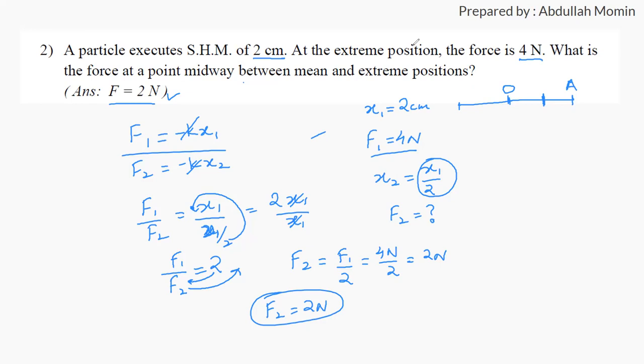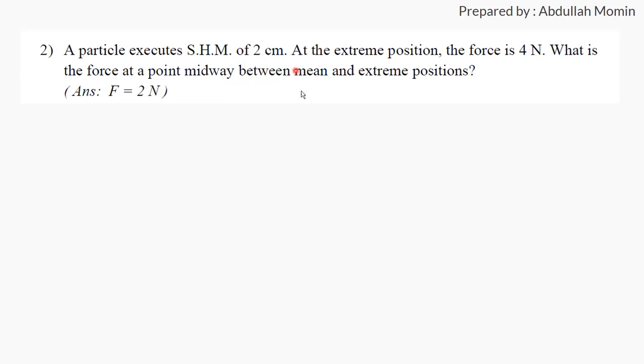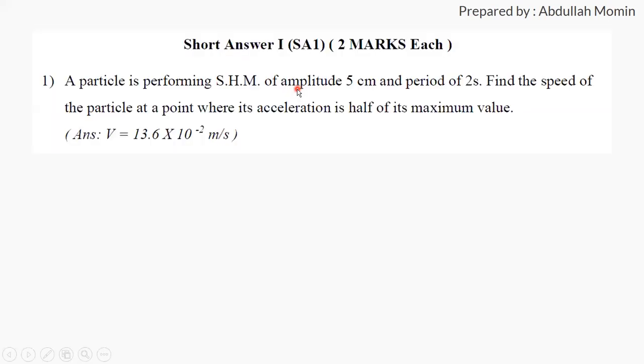So let's move to the next question. The next question is: a particle is performing SHM of amplitude 5 centimeter and time period 2 seconds. Find the speed of the particle at a point where its acceleration is half of its maximum value.